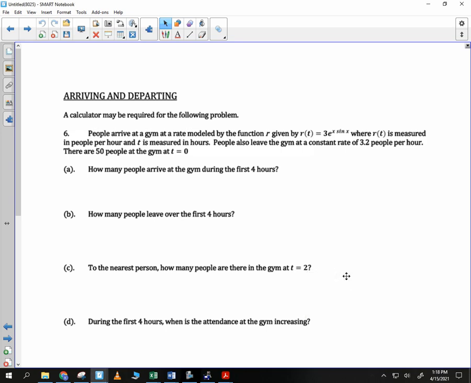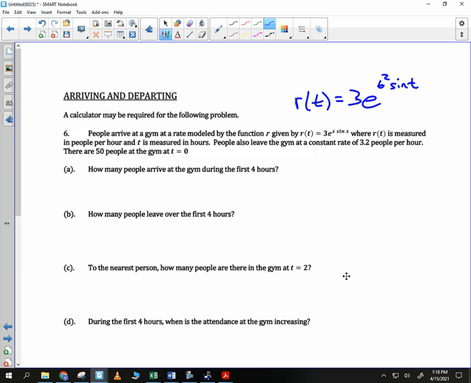It says people arrive at a gym at a rate modeled by the function r of t. We're going to change this; I don't like it real well right now. We're going to go r of t, look at that, I even messed up the variables, is equal to 3e to the t squared sine of t. It's measured in people per hour, and t is measured in hours. People also leave the gym at a constant rate of 3.2 people per hour. There are 50 people at the gym at time 0.